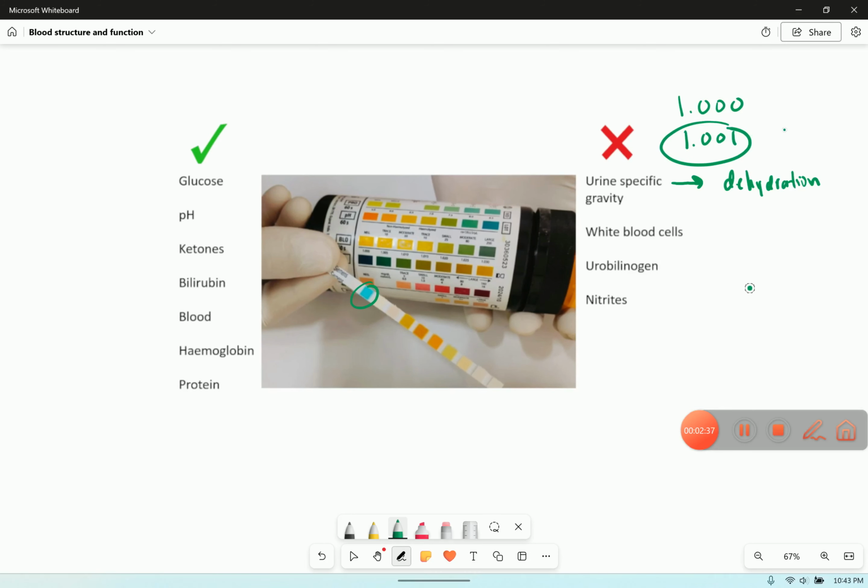And so the bigger this number, so for example, 1.040 would start to indicate dehydration. Okay, so that's the specific gravity. So another way of looking at that is if you have fluid with a lot of content in there, it's going to be heavier, right? So the specific gravity. And if it's very diluted, because there's a lot of fluid, then the specific gravity will be better. Okay, white blood cells indicates an infection.